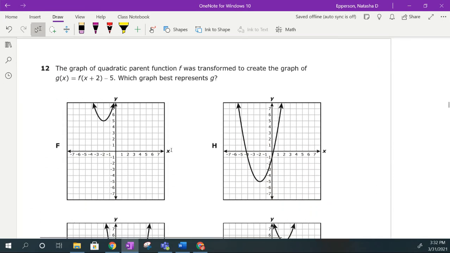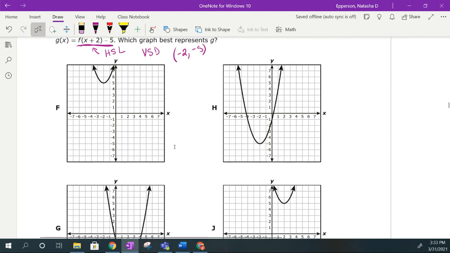Looking at question number 12, that's dealing with a transformation. It specifically says the parent function f was transformed to create the graph g of x. Okay, we have f of (x plus 2) minus 5. We have inside parentheses and outside parentheses. Inside the parentheses, we're adding 2 to x. That means we're having a horizontal shift to the left. It's opposite of what you think. Then the negative 5 means we have a vertical shift down 5 units. So that means my vertex would be at (negative 2, negative 5).